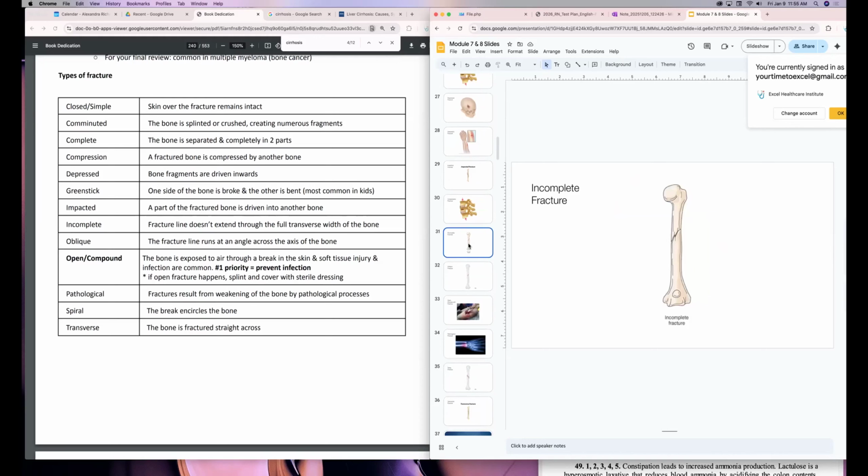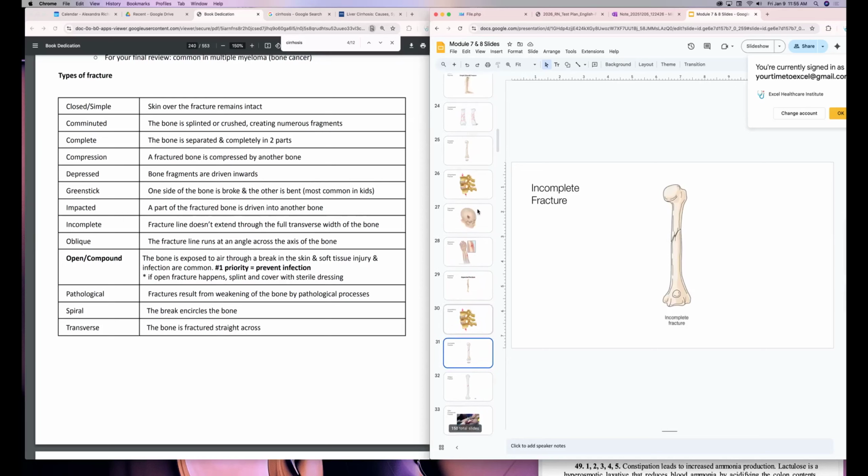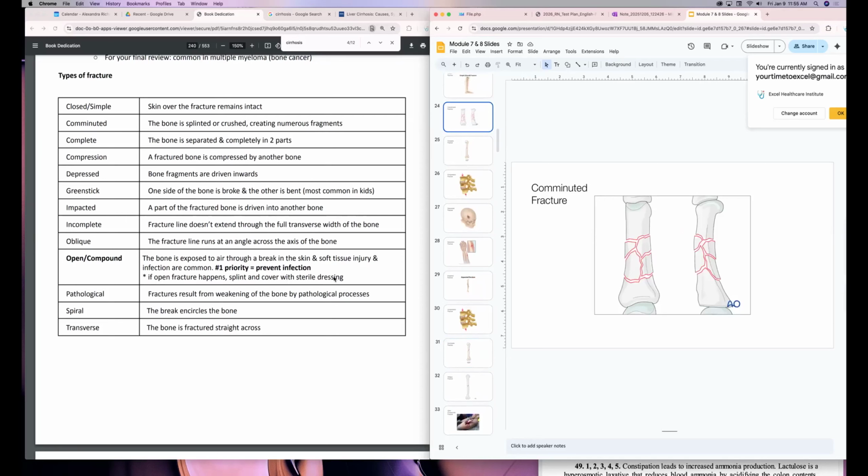Impacted fracture, a part of the fractured bone is driven into another bone. Next up, we have incomplete fracture, where the fracture line doesn't extend through the full bone. It's like it didn't break clean across. If you can see, it's really hard to see, but here, this side, it's not broken all the way. It's not a complete fracture, right? A complete fracture broke into two clean pieces. Incomplete, it didn't. And if it broke into many pieces, it's comminuted, right?